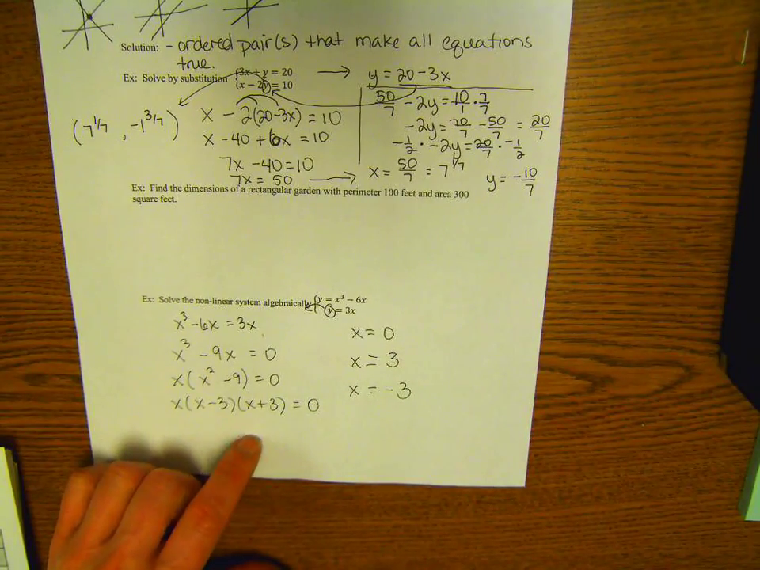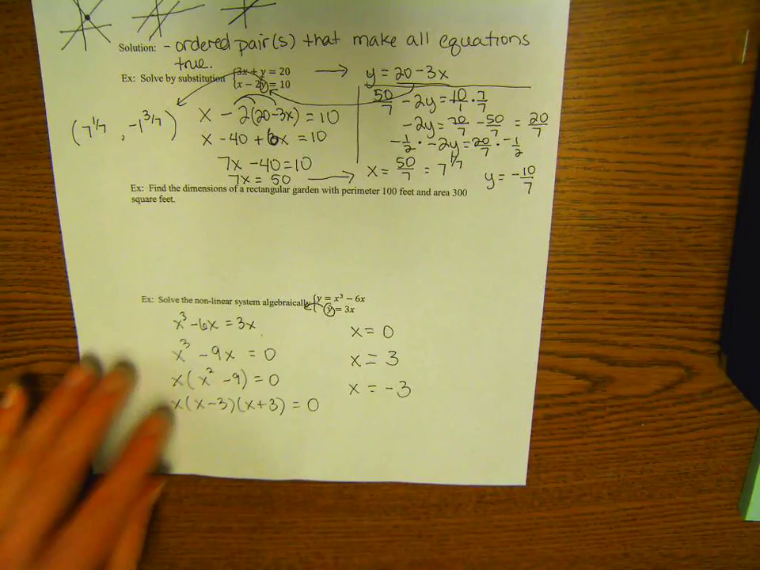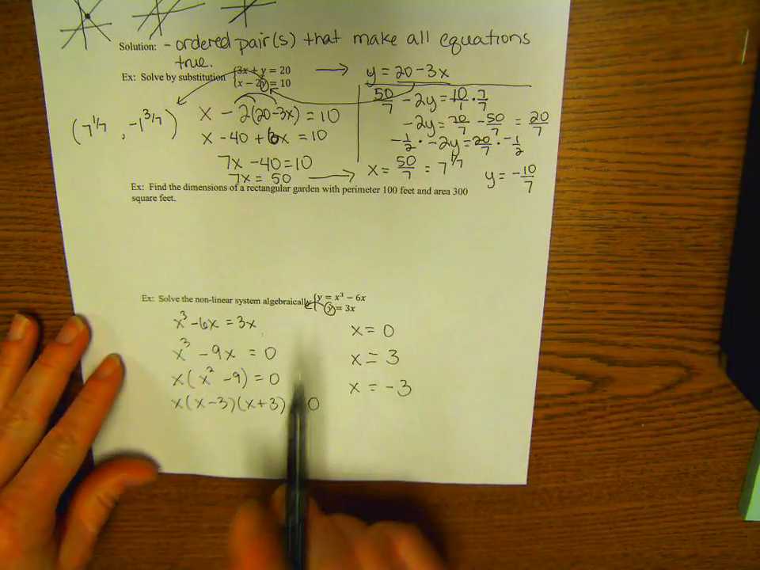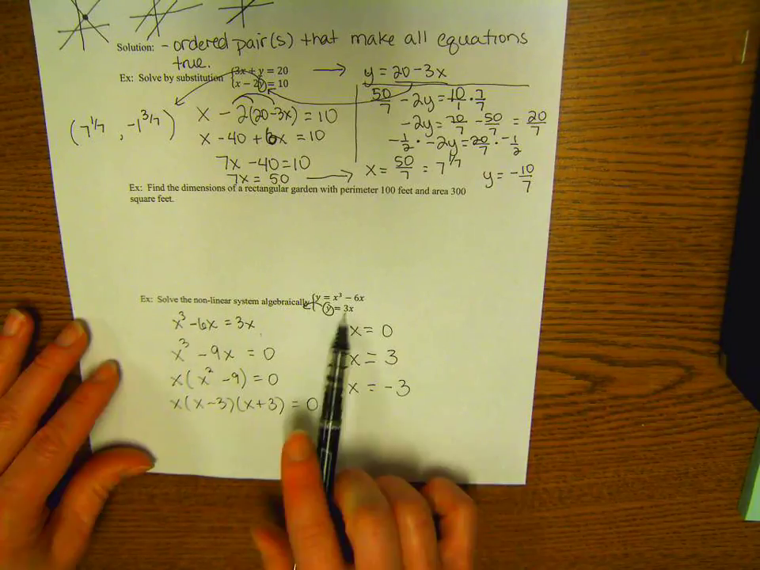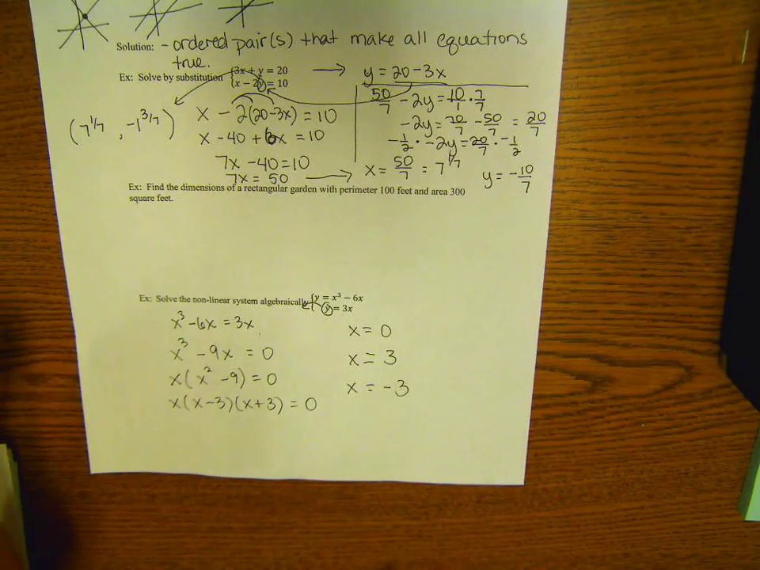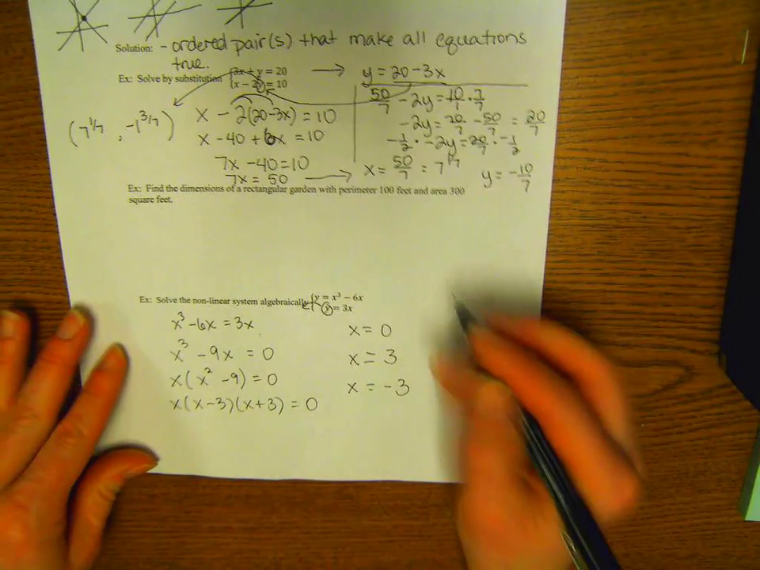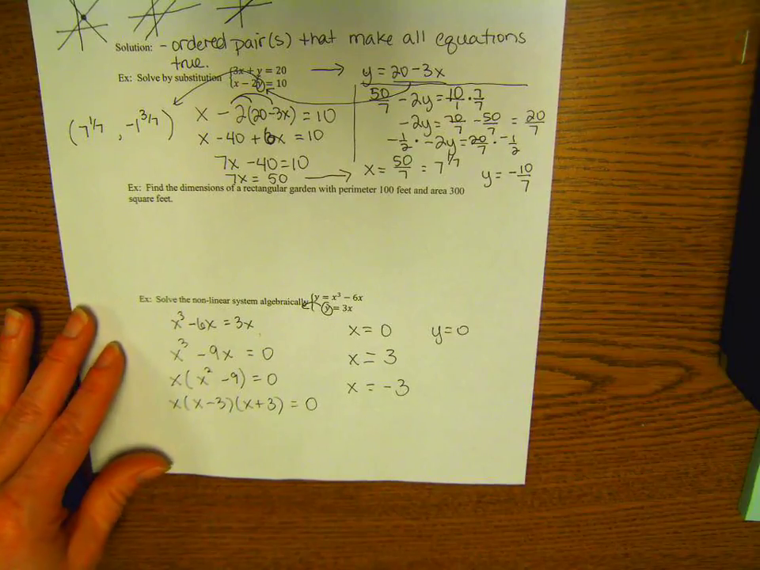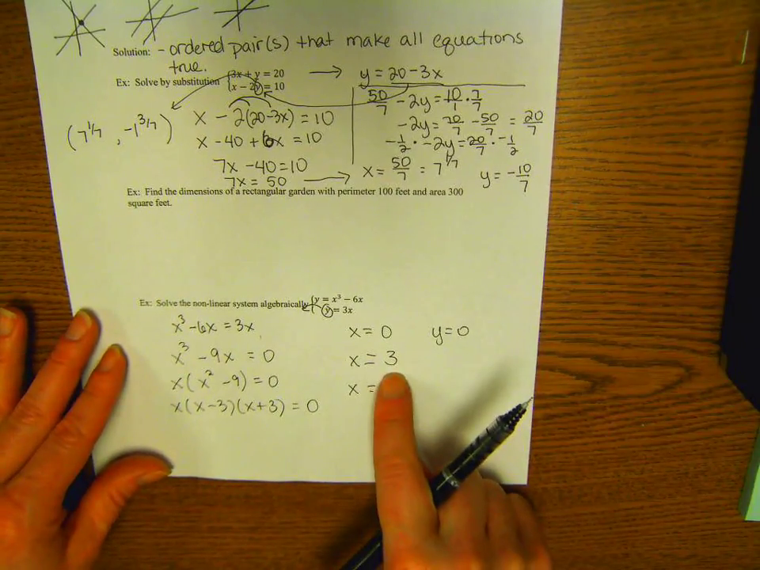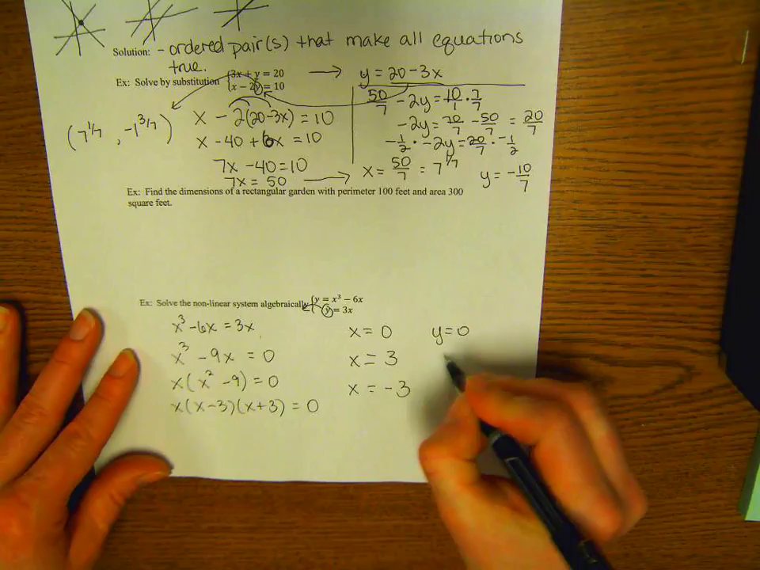Now we plug them into either equation. Which one looks easiest to work with? The bottom one. You can put it in either, because remember the solution has to work in both. If I plugged 0 in here, I see that y is equal to 0, so that's my first ordered pair, 0, 0. If I plugged 3 in, I get a 9. And if I plug negative 3 in, I get a negative 9.